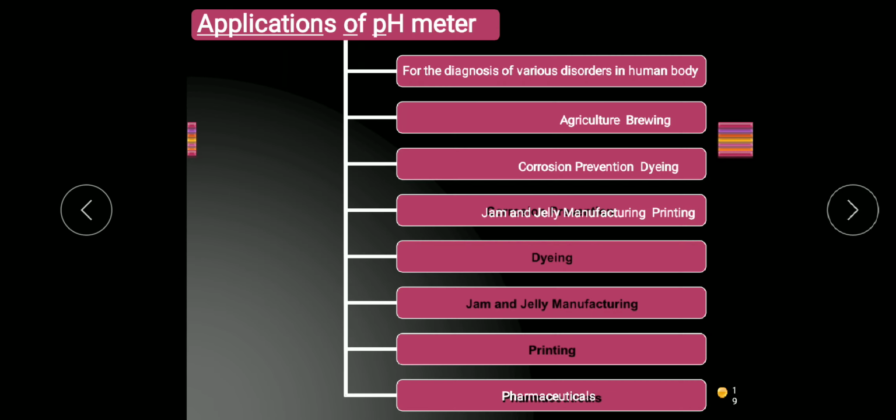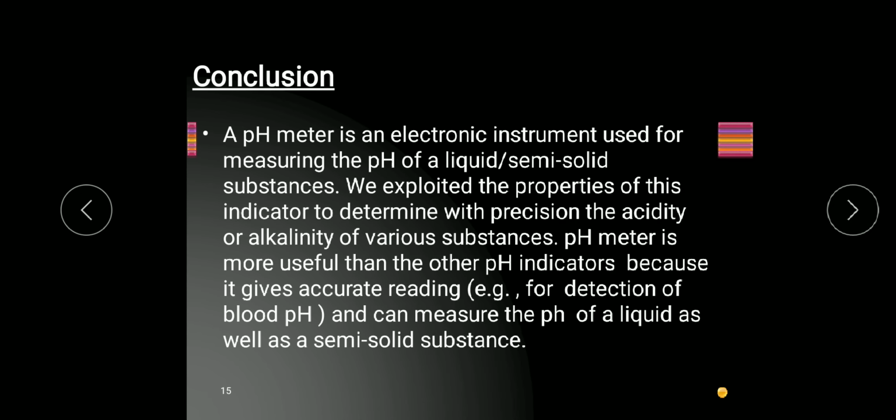Then what are the applications of the pH meter? For the diagnosis of various disorders in the human body, agriculture, corrosion prevention, dyeing, jam and jelly manufacture, printing, and pharmaceuticals. Then conclusion.